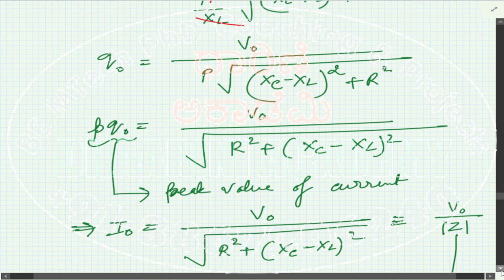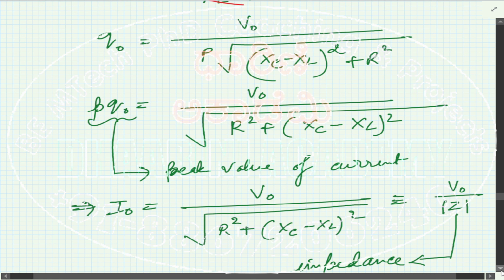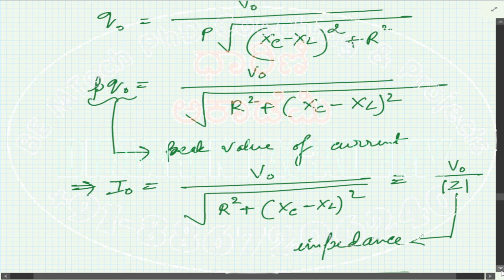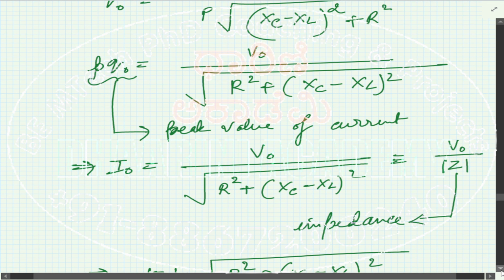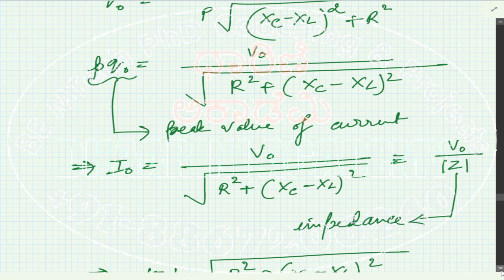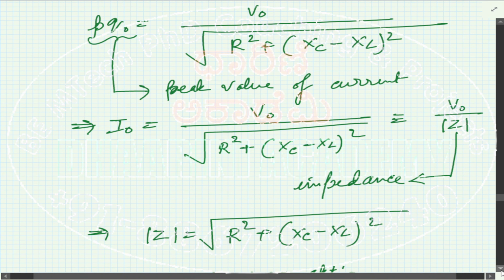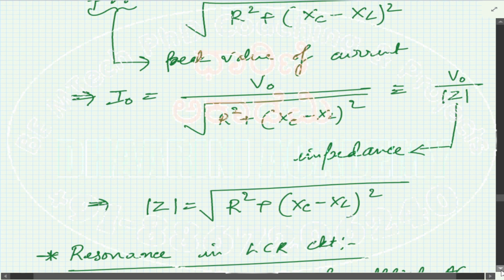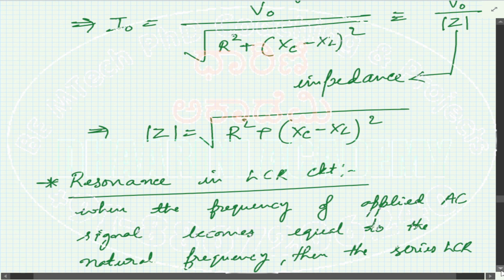So move P to the other side. So P into Q naught is what? It's nothing but current, that is 2 pi F into Q. The variation of Q is current. So I naught is this equation. See that this is the impedance.